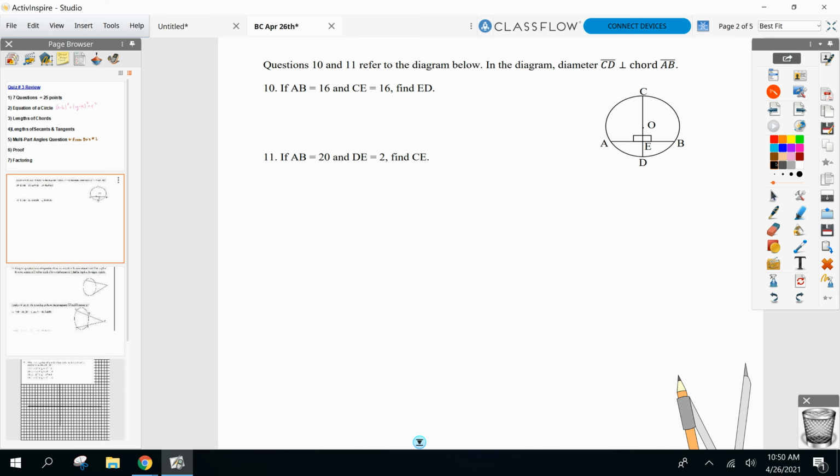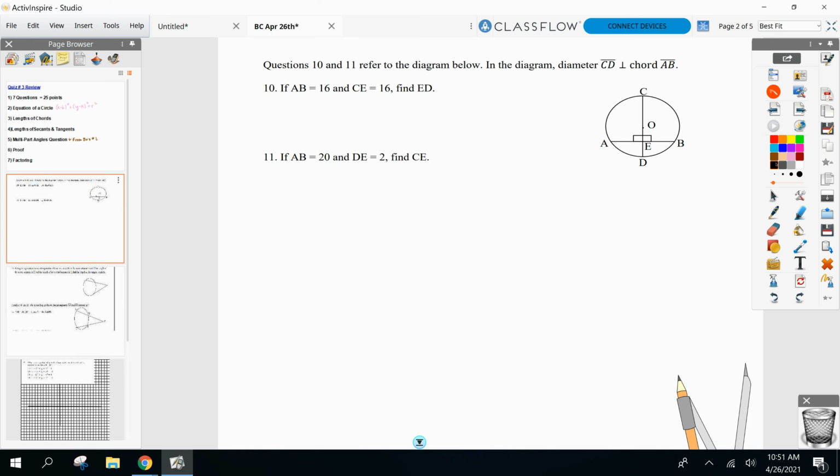I'm only going to do 10. 11 is very similar to it, so I'm just going to do 10. All right, so I got a diameter and a chord perpendicular to each other. Before I even talk about 16 and 16, anybody see a theorem that's being used here? Let's start there. Even before I start labeling my diagram, there is a theorem being applied already.